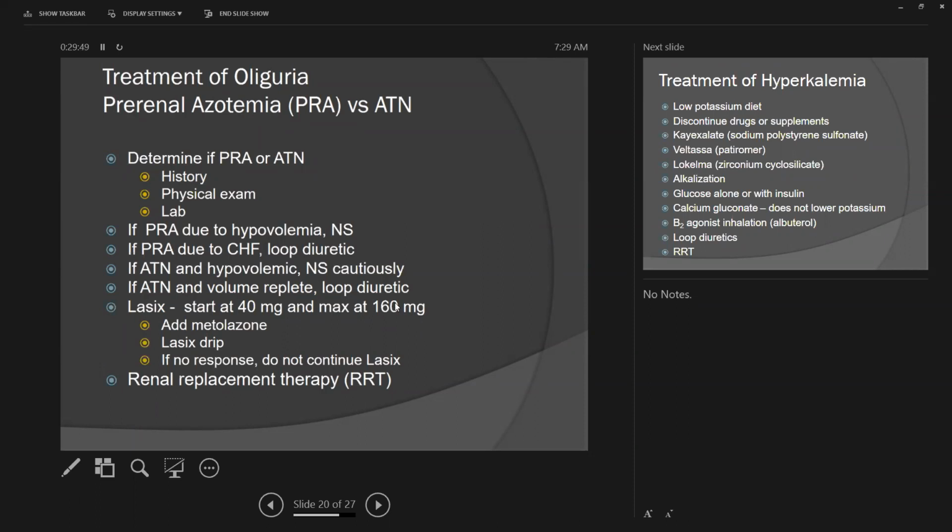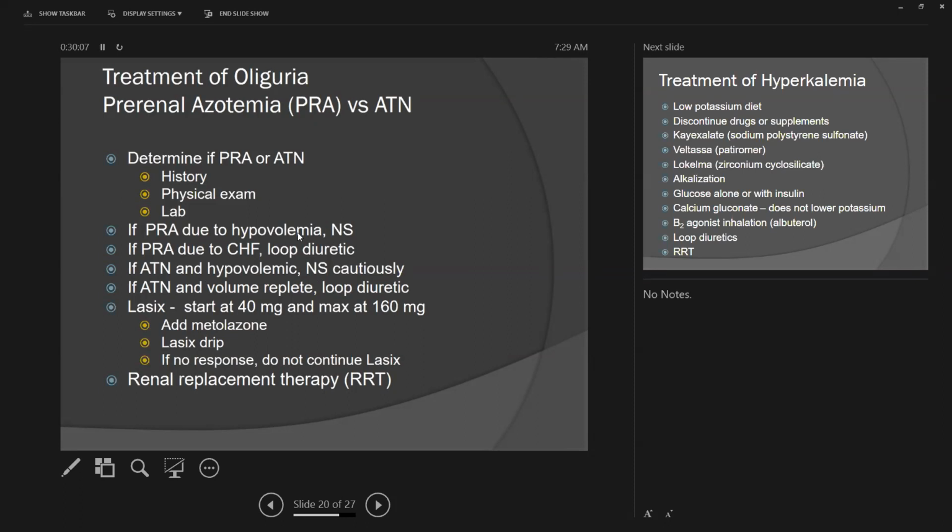So you have this oliguric patient, and you now want to decide whether they have it. This is the toughest distinction to make. I started with the easy ones. The toughest distinction to make is: is this pre-renal azotemia or is it ATN?